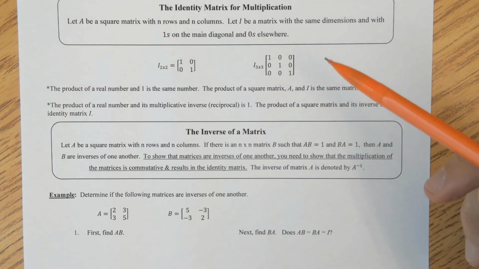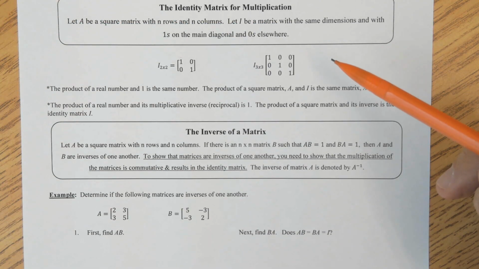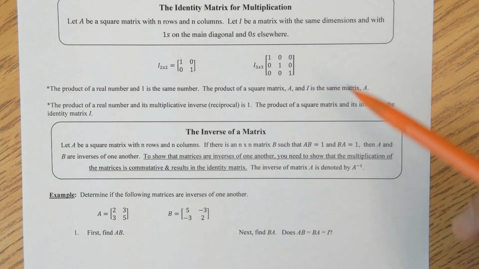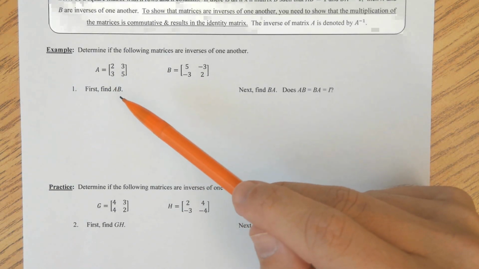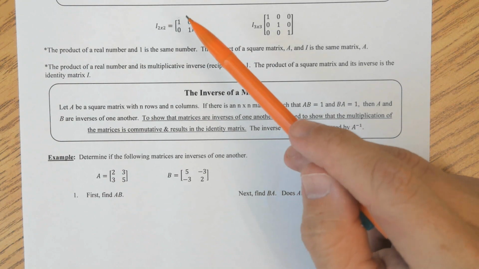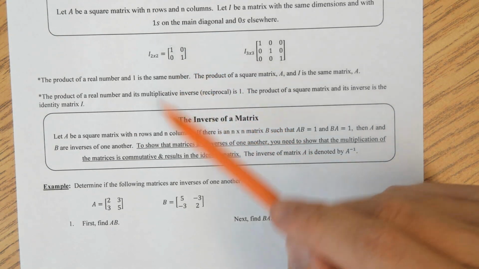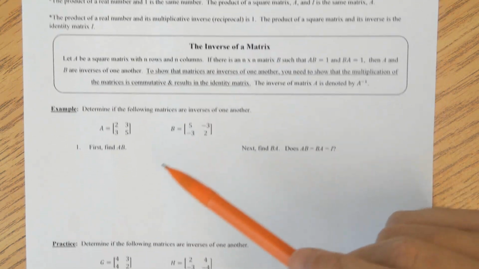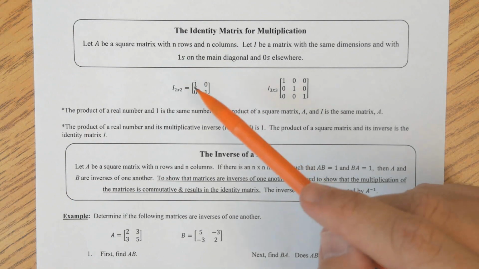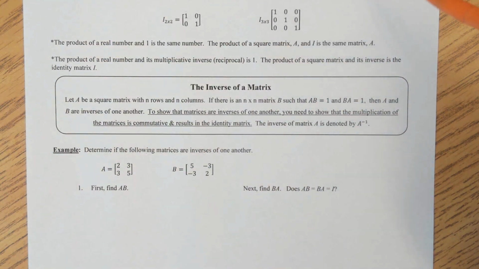What the identity matrix does for me is it tells me that two matrices are actual inverses of each other. So, if I was to take this example here, and multiply A times B and get my identity matrix, and then do B times A and also get my identity matrix, then those two matrices would be inverses of each other. So let's show that. Here's my identity matrix. This is what I'm trying to get when I multiply A times B. If I don't get this, then I know that they're not inverses of each other.